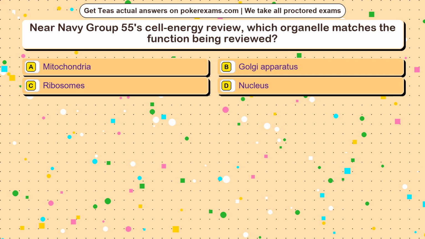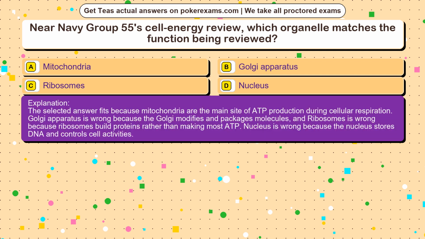The correct answer is option. The selected answer fits because mitochondria are the main site of ADP production during cellular respiration. Golgi apparatus is wrong because the Golgi modifies and packages molecules, and ribosomes is wrong because ribosomes build proteins rather than making most ADP. Nucleus is wrong because the nucleus stores DNA and controls cell activities.